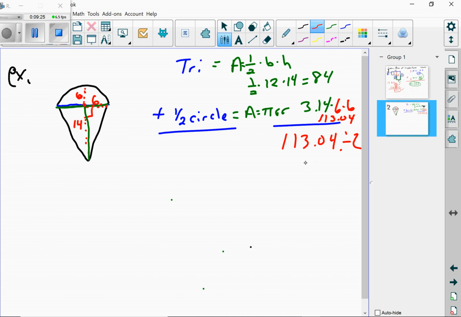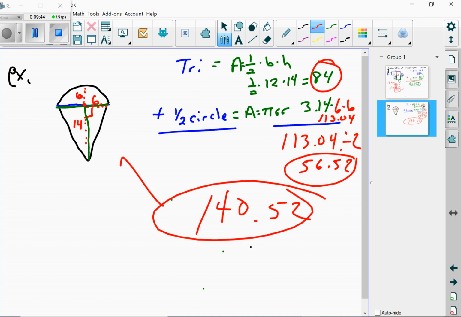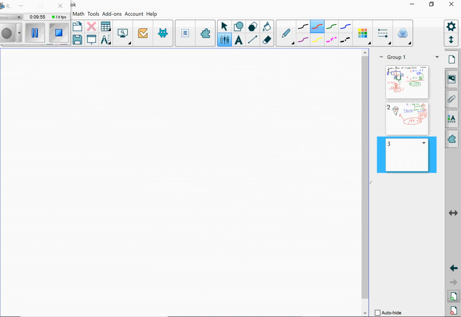Okay, that's the area for the half circle. This is the area for the triangle. Okay, sorry about that. So if I add those together, I'm getting 140.52 for a total area for this ice cream cone. Okay. Again, just take the shapes that you see, cut the big shape into shapes that you see, and then use the formulas to help you find the area of each part, then add those together.